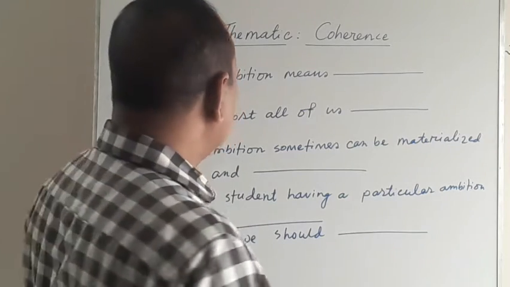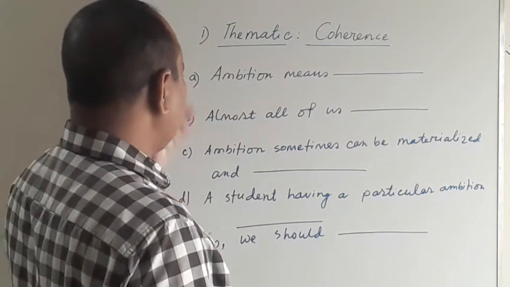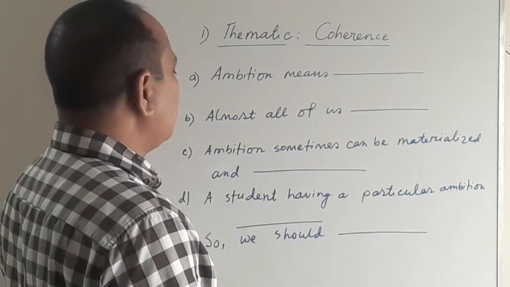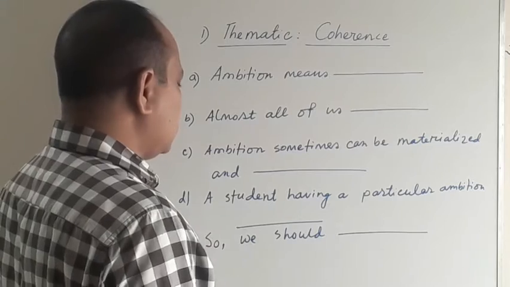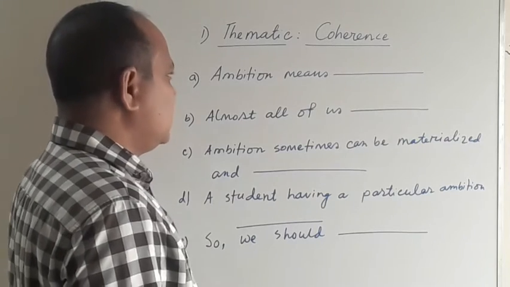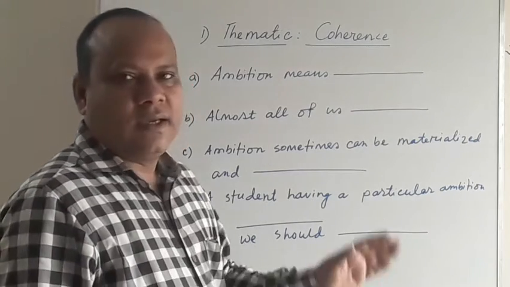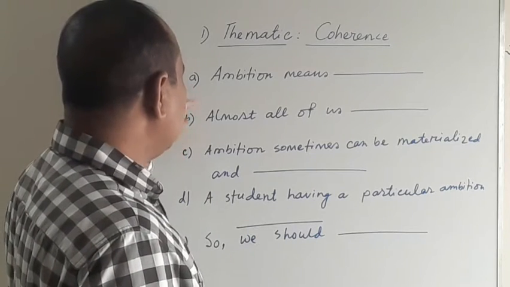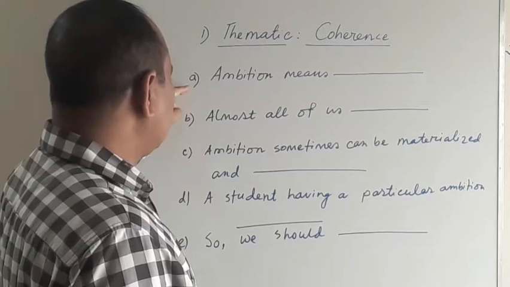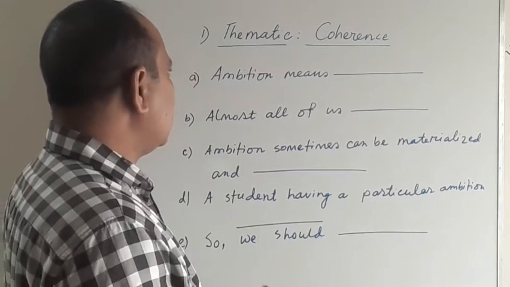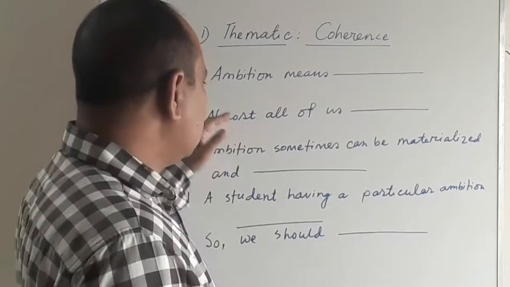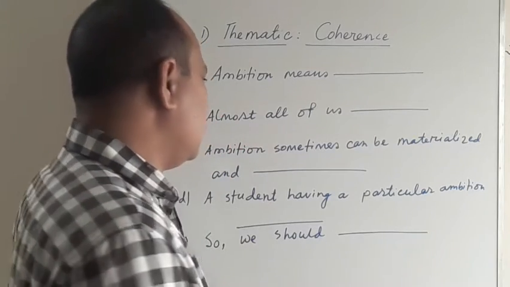My dear students, look at some completing sentences, and first of all, in step 1, I have given you some examples from thematic or coherence. It is thematic or coherence in the sense that one sentence is linked to another sentence. So there is a link and there is a coherence of the sentences from 1, 2, 3, 4 and 5.